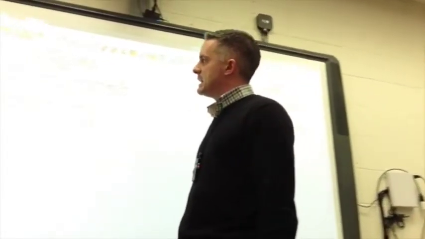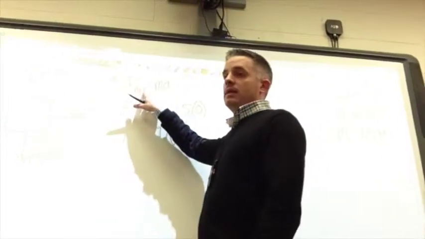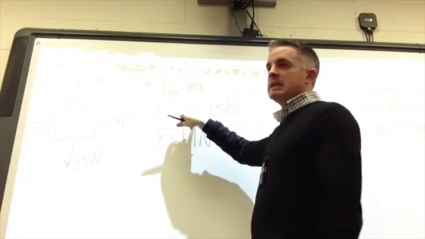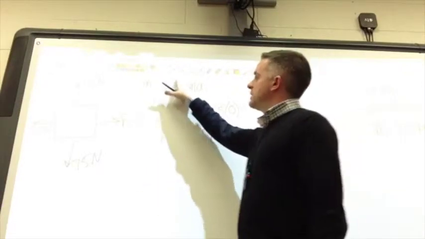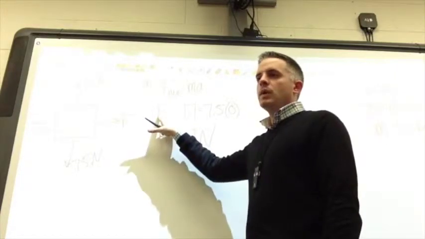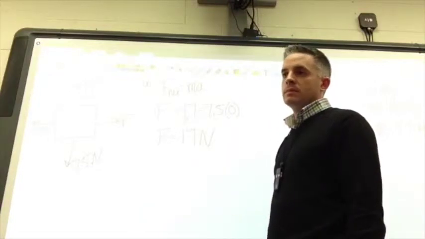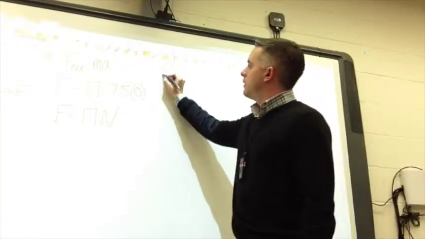Oh, so F net is equal to F minus 17. So net is the sum of these two forces. In this case, the net force is 0 because 17 minus 17. So that's part A.